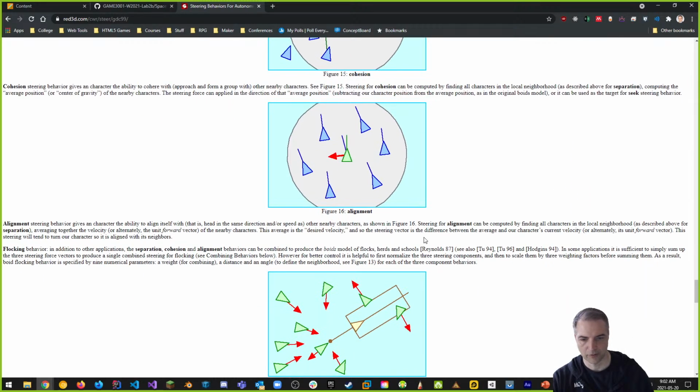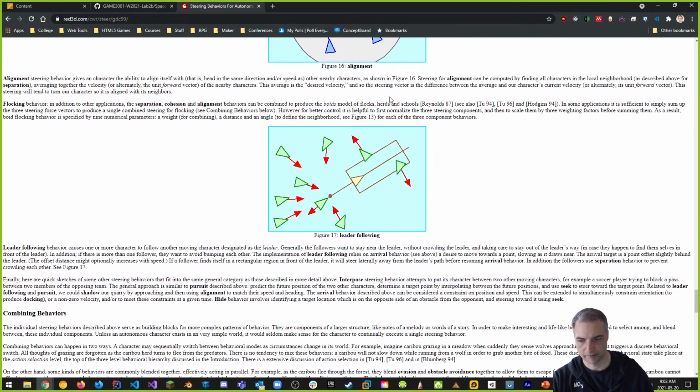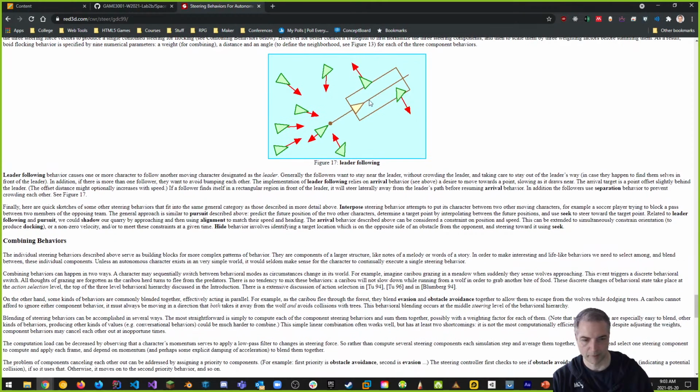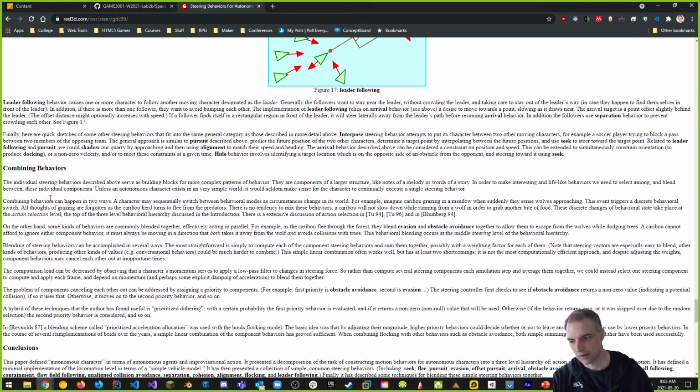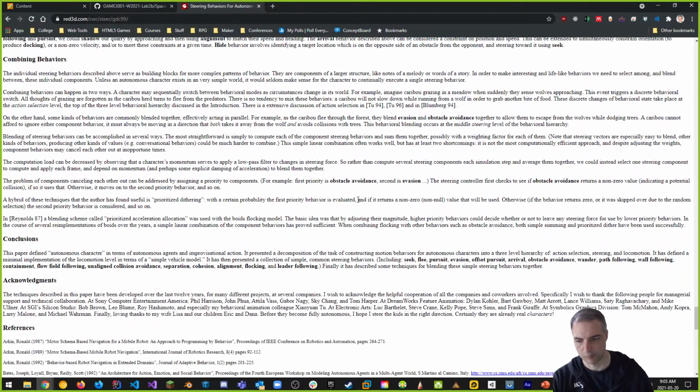We also use something called alignment, where alignment is moving in a particular direction, and it's based on a leader that you're following. So that's flocking behavior, and we talk about this more next week. We can also combine behaviors together, where we use fleeing and arrival, pursuit, different things like that, to make more complex movement.